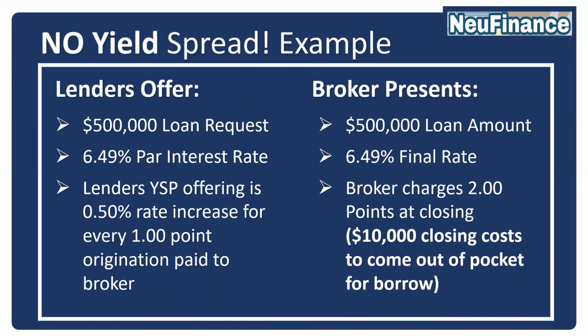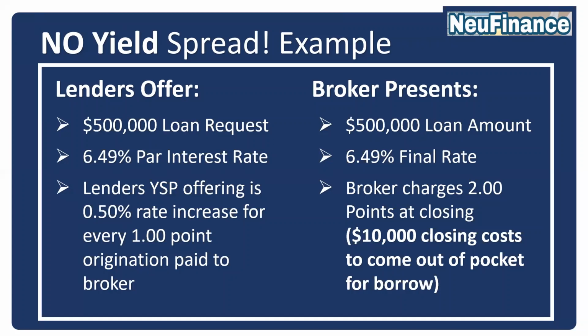So instead of charging it into the interest rate, the broker says, well, I need to get paid. This is my job. I need to make a living. I'm going to charge my 2 points at closing as front end origination points. And if you haven't seen our front end origination points video, you should definitely check it out. It's within our channel.